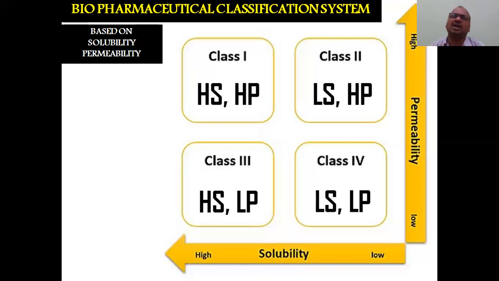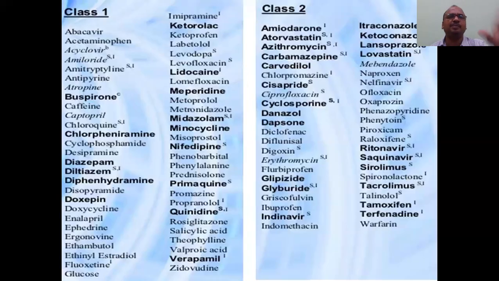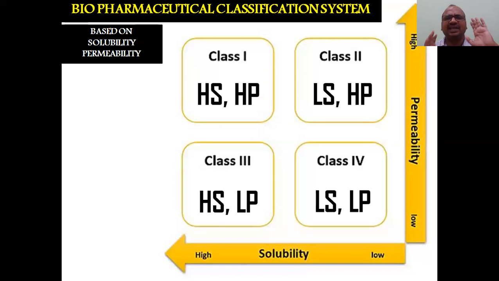I will give you now a few drugs, nearly the most important ones. You can take a screenshot of this. Class 1 drugs, see, these are class 1, top 1 rank. How to remember? Very easy. Class 1 drugs means first rank. Class 4 means the last rank, no? So, low solubility, low permeability. Class 2 is second, low solubility second. Like that, you can easily remember.